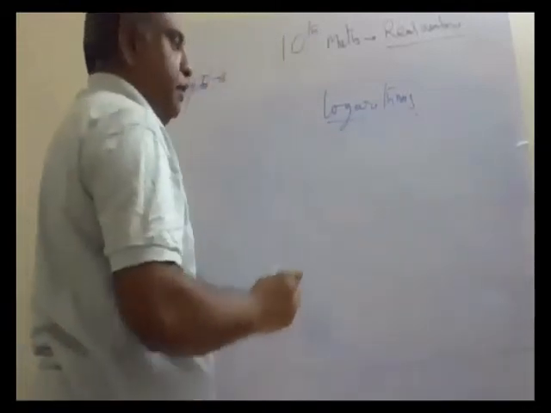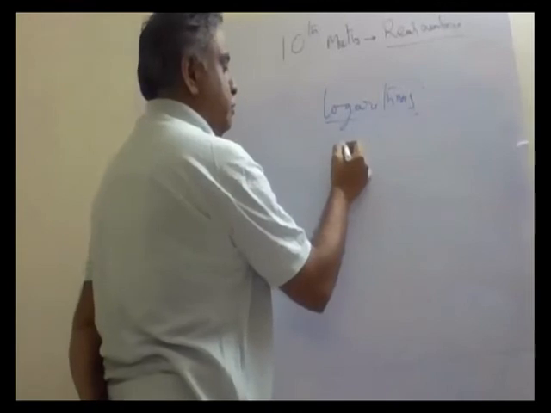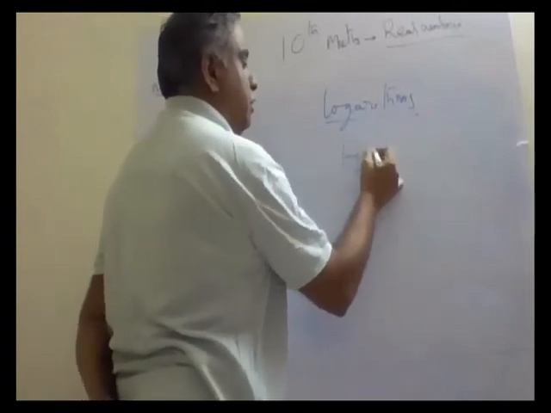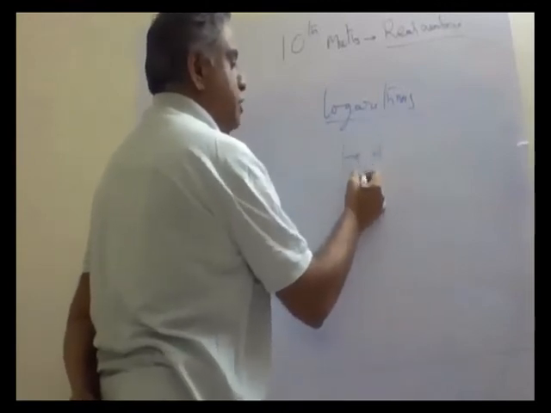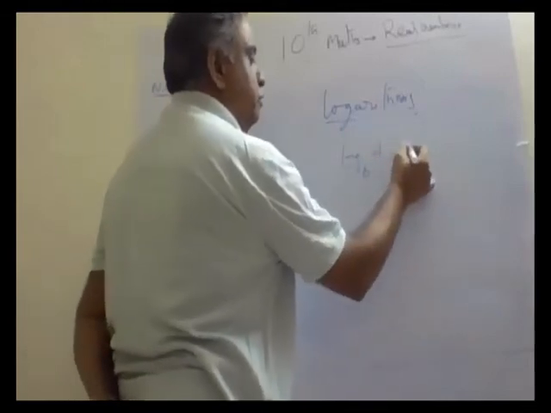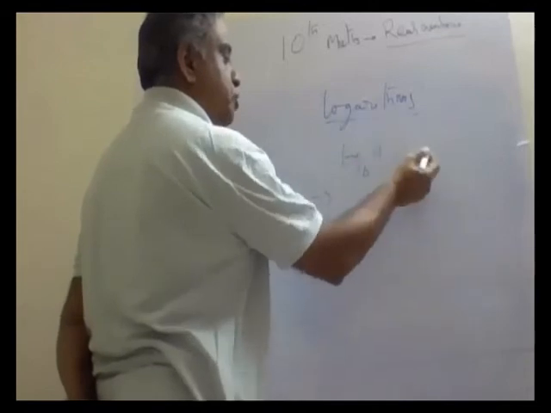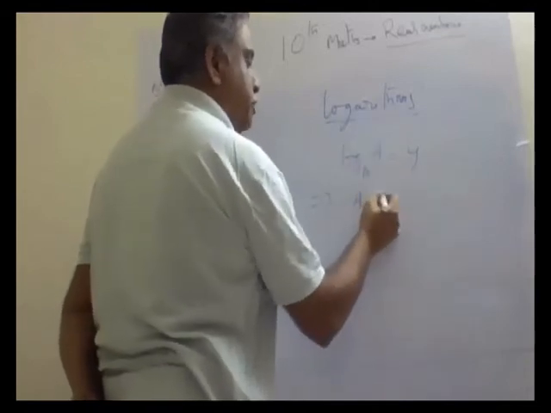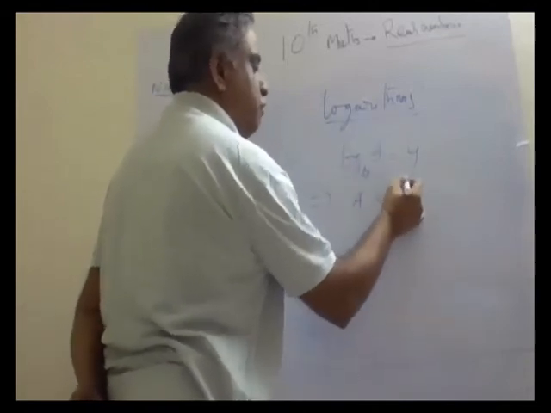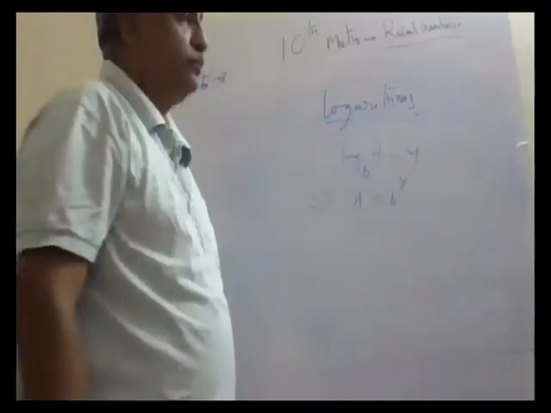Now see here. Log a to base b is equal to y. Then as per logarithm, you convert into exponential form. a, the main, is equal to b to the power of y.